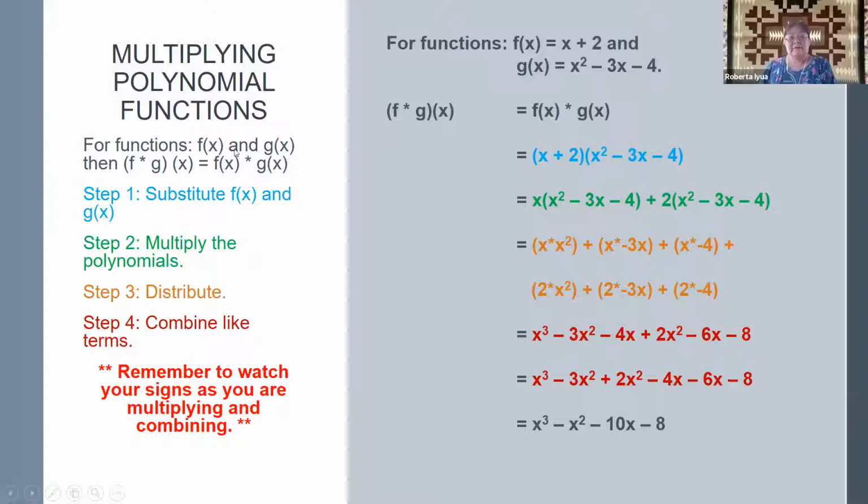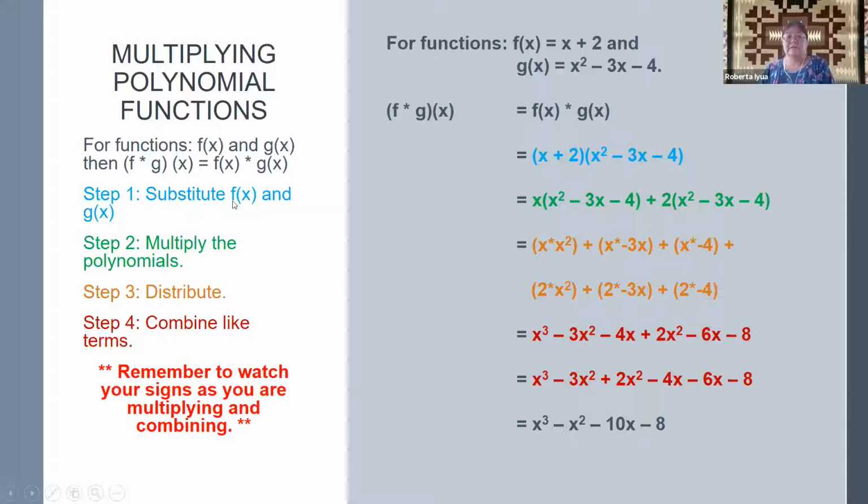For functions f of x and g of x, f times g of x is just your first function, f of x, times your g of x. You will substitute f of x and g of x. In this example, f of x is x plus 2 and g of x is x squared minus 3x minus 4. We're going to do the f of x times the g of x.